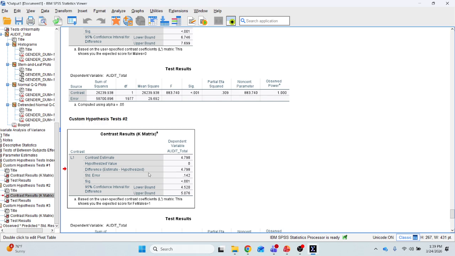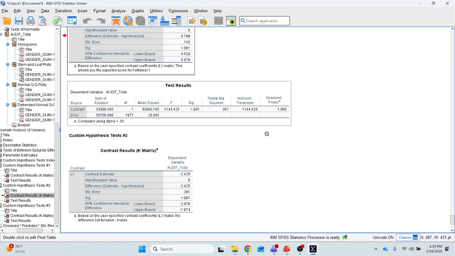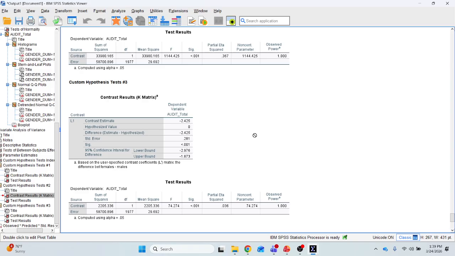Second custom hypothesis, 4.798. Oh my God, where did I encounter that? Well, that's the mean score of the females, right? You have your male score, your reference group, and then you add or subtract the slope, and then you end up with that one. And then the custom hypothesis 3 is the difference between males and females. Now, what's the difference between males and females? Negative 2.425. That's the difference between males and females.